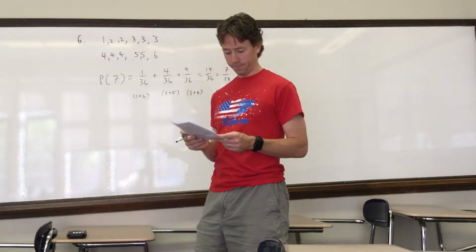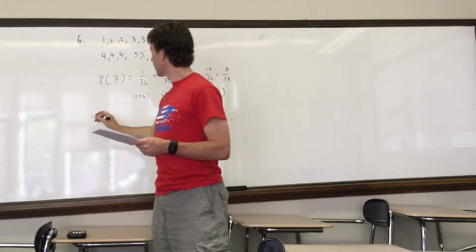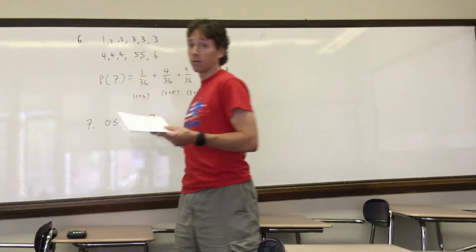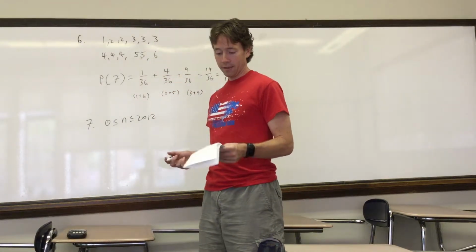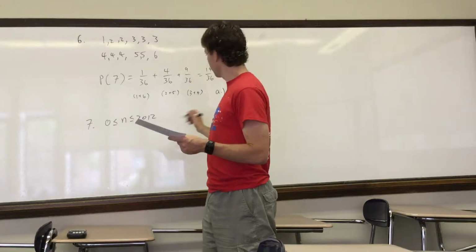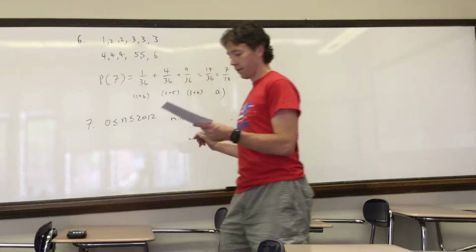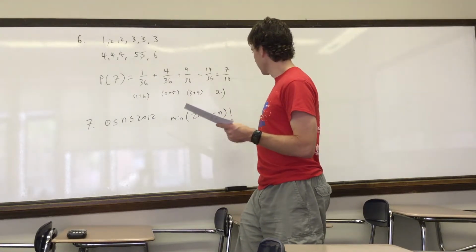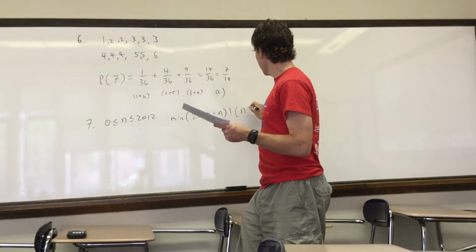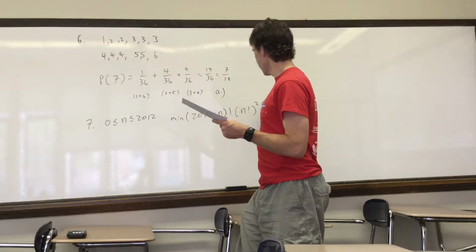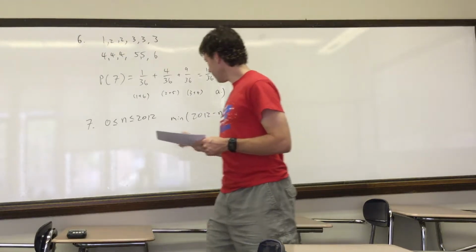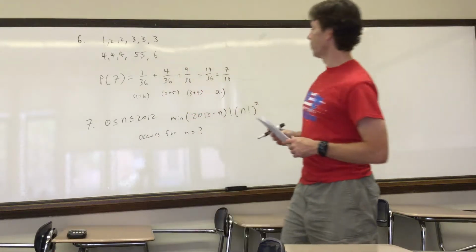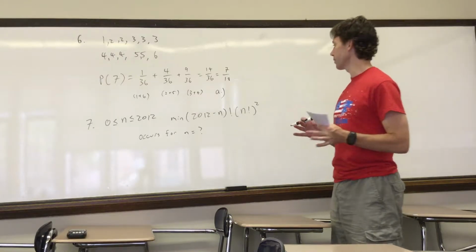Good little dice question. For integer values n between 0 and 2012 inclusive, so 0 less than or equal to n less than or equal to 2012, remember this is the 2012 MMPC, we want to find the minimum of (2012 minus n) factorial times n factorial squared. So we want to find the n that will give us the minimum value here.